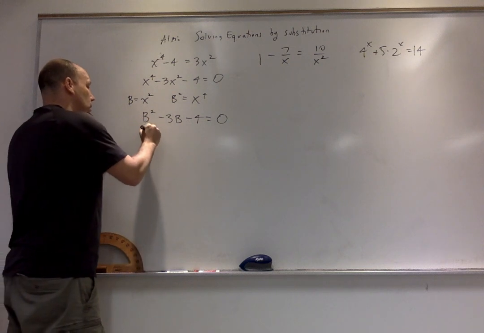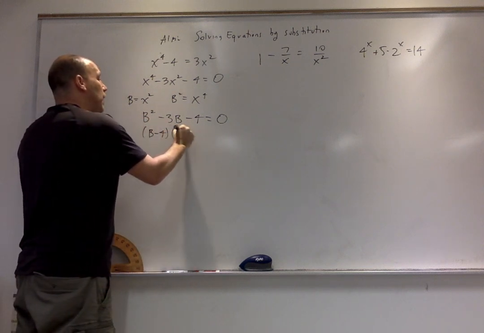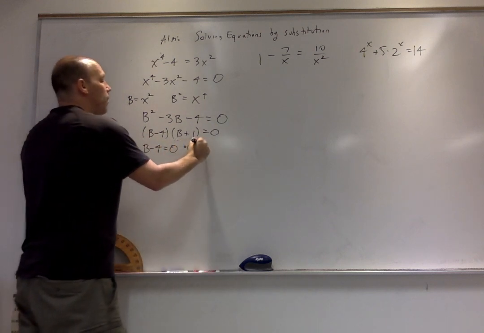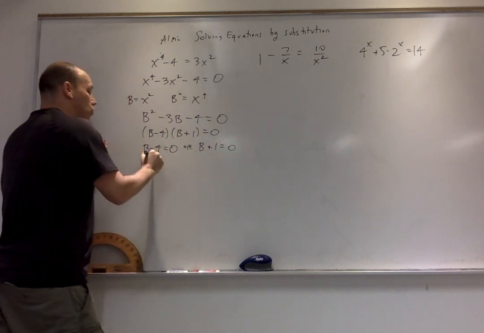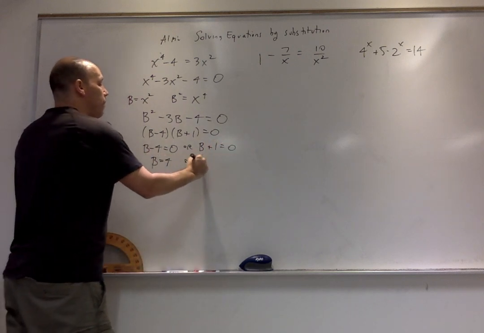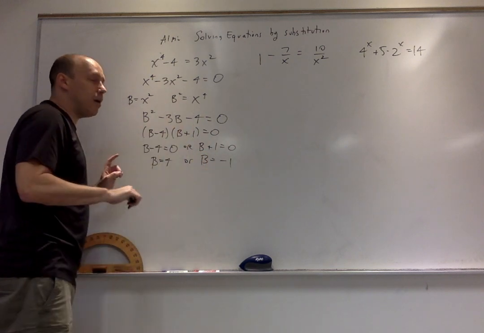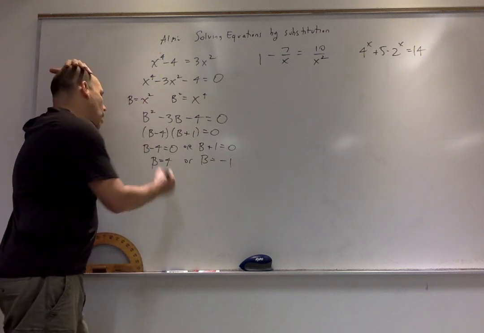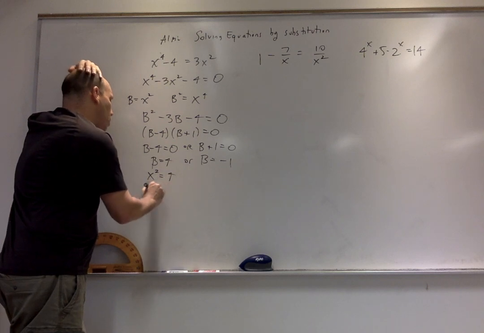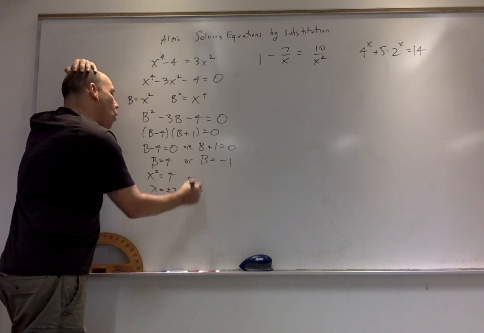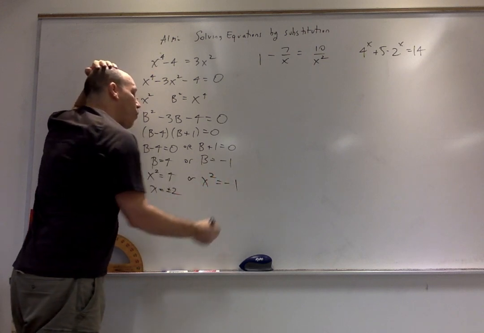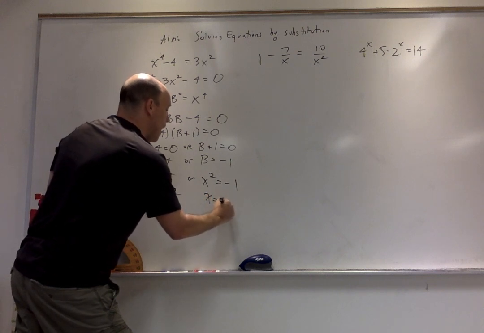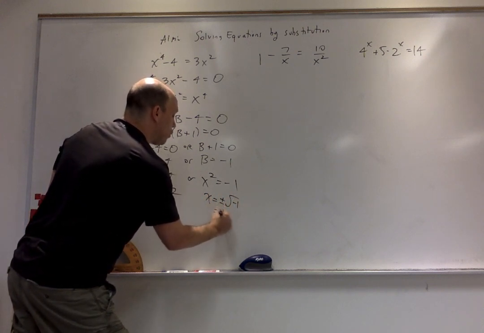So we factor: b minus 4 times b plus 1 equals 0. I say that b minus 4 equals 0, or b plus 1 equals 0. So b equals 4, or b equals negative 1, but that's not what I'm looking for, I'm looking for x. I have to go back into the world of x. So x squared equals 4, so x equals plus or minus 2, or x squared equals negative 1. We're going to be talking about this, but you did learn last year that it's the square root of negative 1, which is plus or minus i.